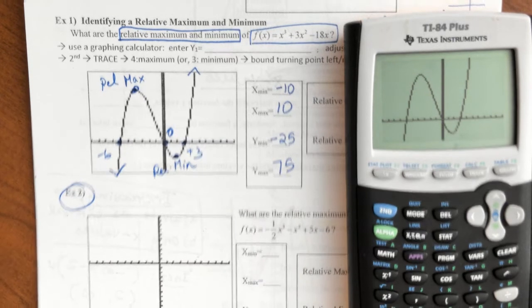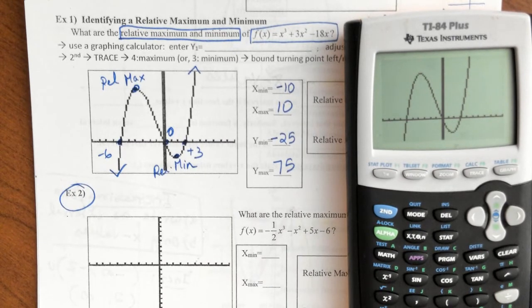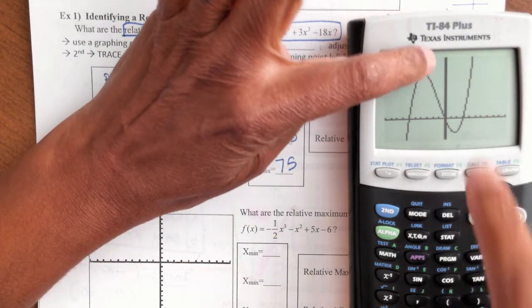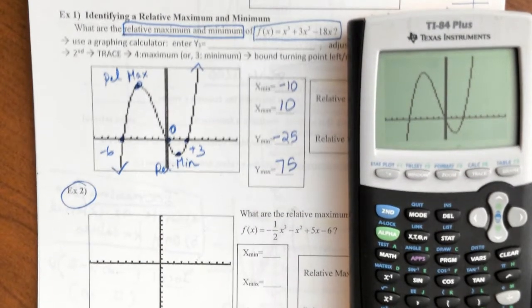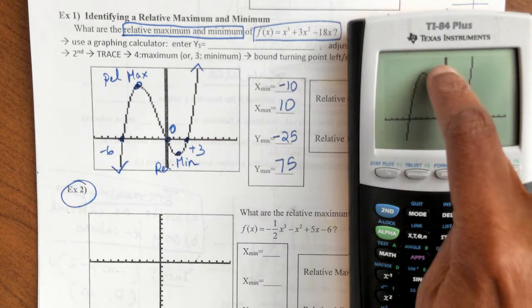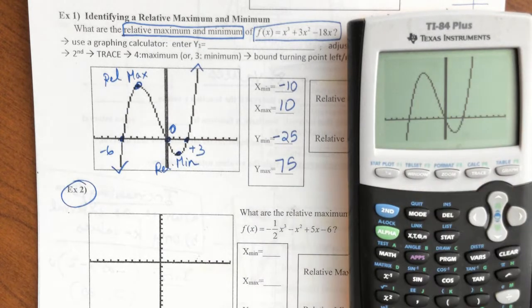Okay. Now, what do we do to find the relative max and relative min? So maximum point, minimum point. How do I read this maximum point? Remember, for maximum and minimum you're more concerned about the y value. Where is my maximum point? Where's my minimum point? Those are your y values.